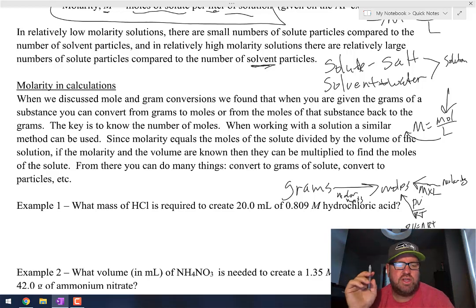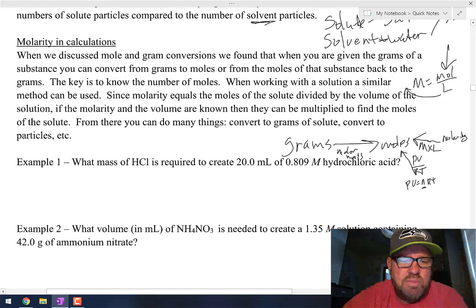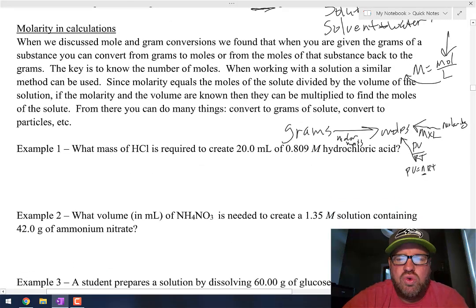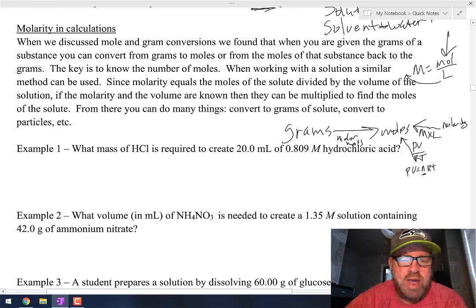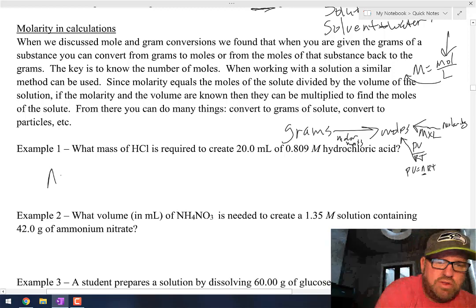Okay, so let's look at some example problems. Example number 1: what mass of HCl is required to create 20 milliliters of a 0.809 molar hydrochloric acid solution? So we're looking for the mass of HCl. I always start with molarity equals moles over liters.